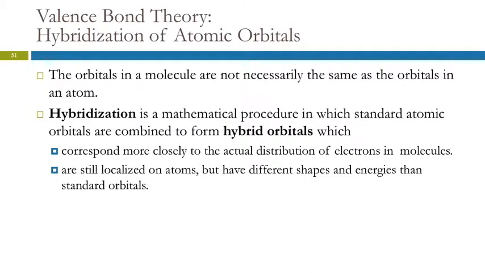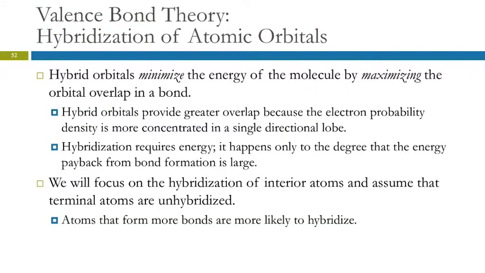So these hybrid orbitals correspond more closely to the actual distribution of electrons in a molecule. They're still localized on atoms, but they're going to have different shapes and different energies than the s, p, d, and f orbitals that we see in individual atoms. What hybrid orbitals do is they minimize the energy of the molecule by maximizing the overlap. The better the overlap, the lower the energy, the more stable the molecule. So they're going to give us better overlap because the electron probability density is going to be concentrated on one side, on one lobe, instead of on both sides.